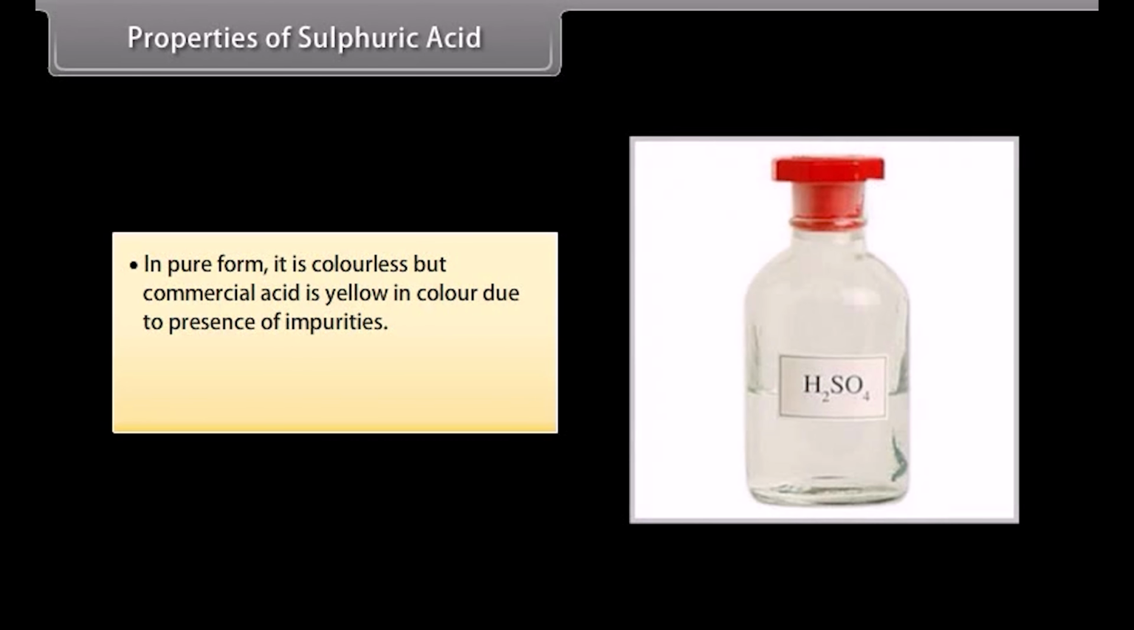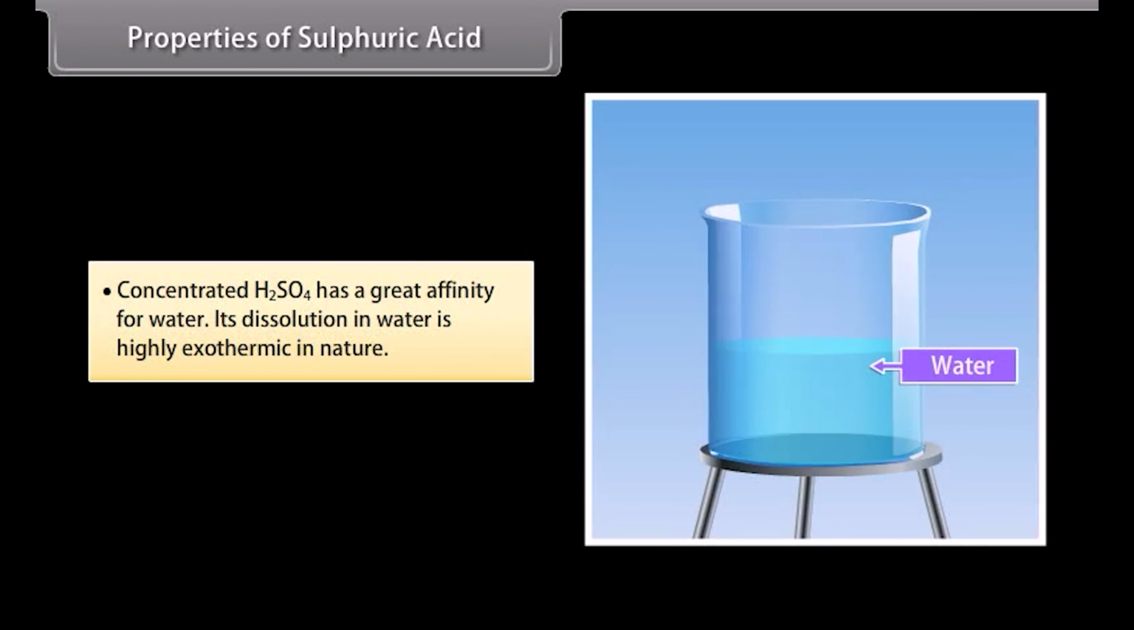Properties of sulphuric acid. In pure form, it is colorless, but commercial acid is yellow in color due to the presence of impurities. On coming in contact with the skin, it produces severe burns. Concentrated H₂SO₄ has a great affinity for water. Its dissolution in water is highly exothermic in nature.